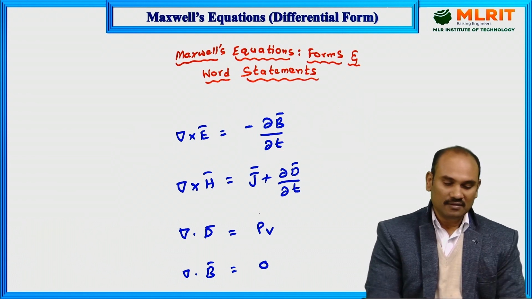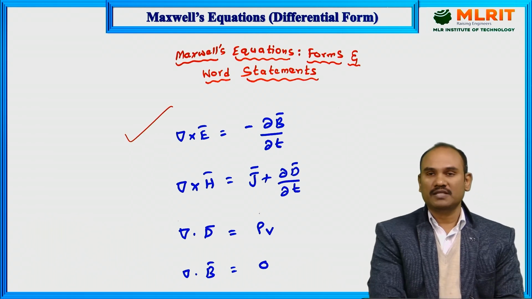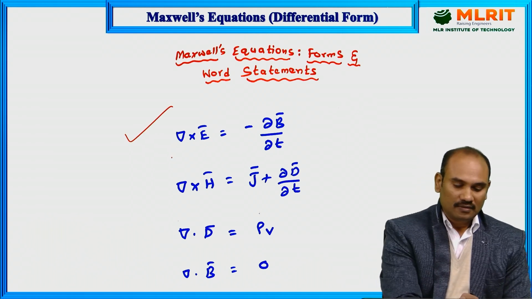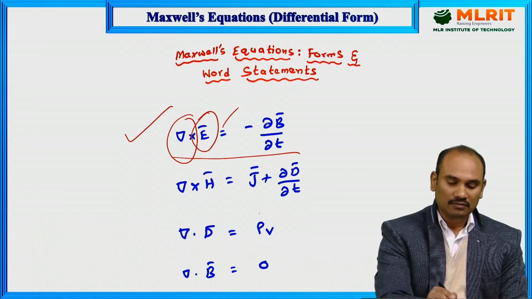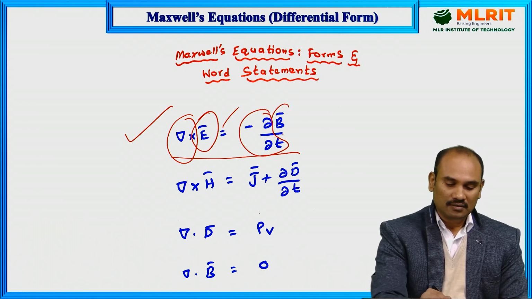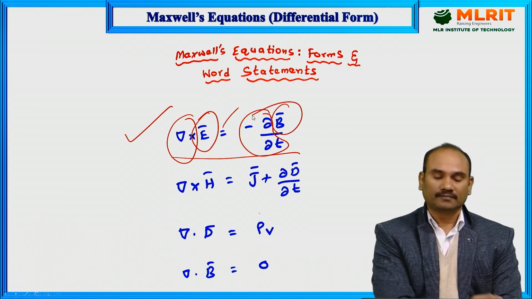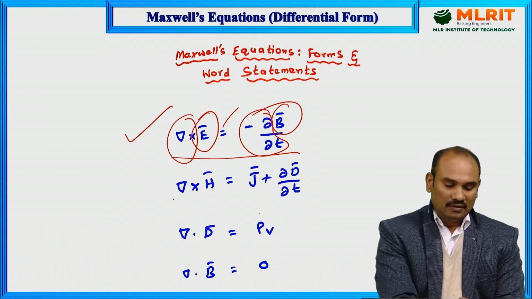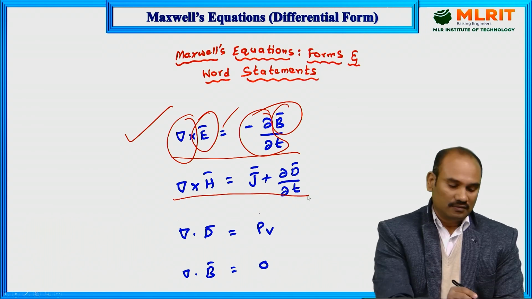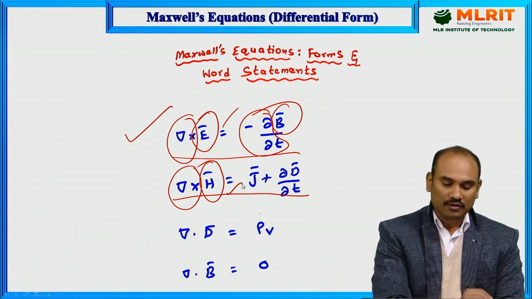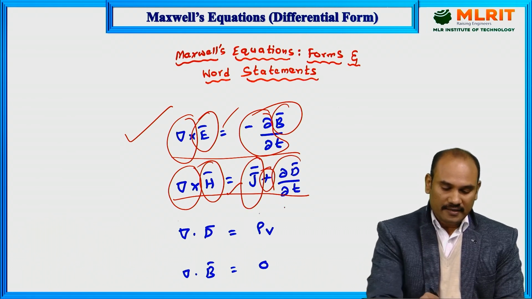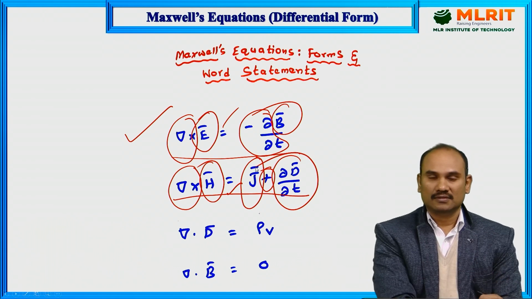I repeat once again. Maxwell's first equation is based on Faraday's law. This is referred to as: the curl of electric field vector is equal to the rate of decrease in the magnetic flux density vector. Second equation. This is based on Ampere's law. The curl of magnetic field vector is equal to the sum of conduction and displacement current densities.